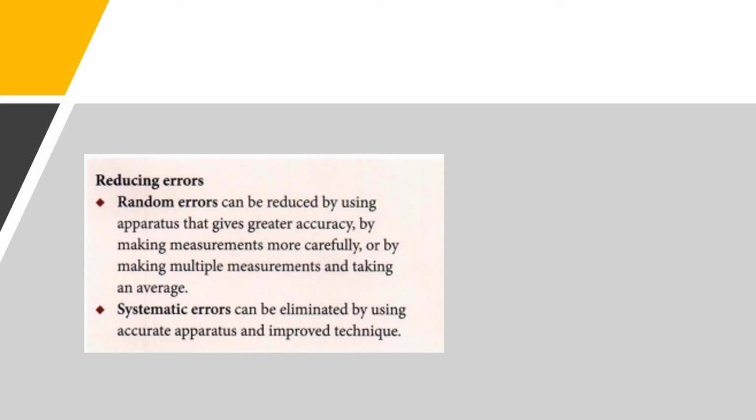Errors can be reduced by using apparatus that gives greater accuracy, by making measurements more carefully, or by making multiple measurements and taking an average. Systematic errors can be eliminated by using accurate apparatus and improved techniques.